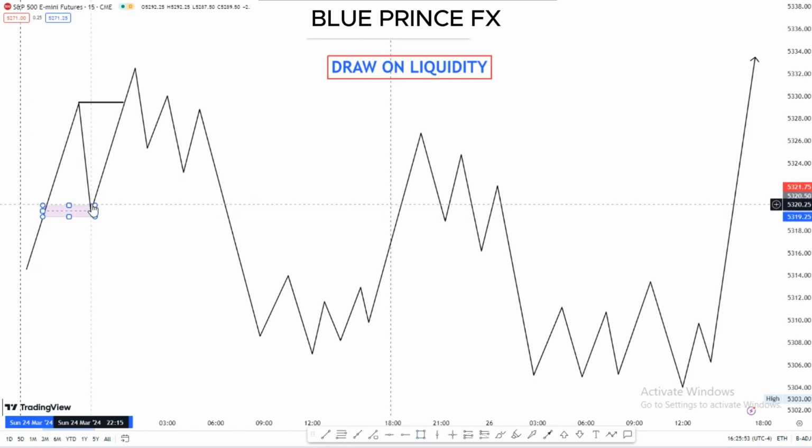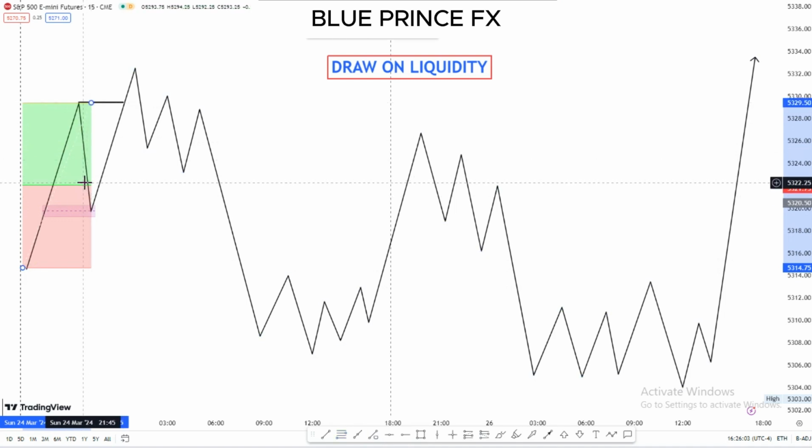But you must look for your fair value price in a discounted market. So you first take out your FIB to look for your discount and premium, and as soon as you find your discount and premium, you look for your fair value price there. That's where the market is going. So that becomes your draw on liquidity on that particular leg.